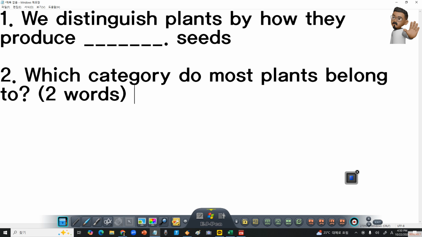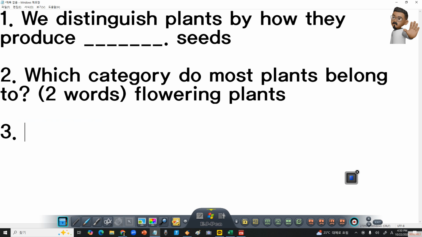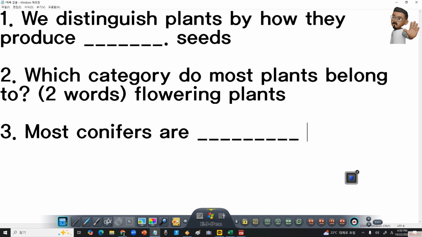The answer is flowering plant. Okay, so everybody, flowering plant. Flowering plants. Most plants belong to flowering plants. Okay? Most plants belong to flowering plants. That is the answer. And most conifers are blank trees. Most conifers are blank trees.